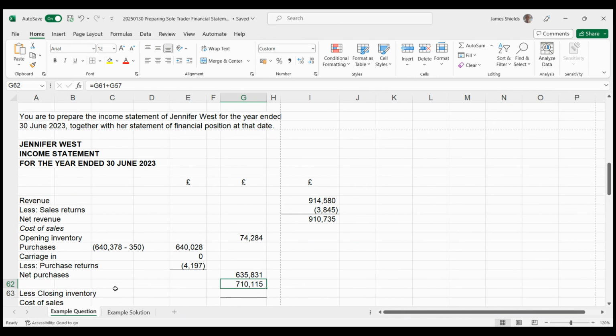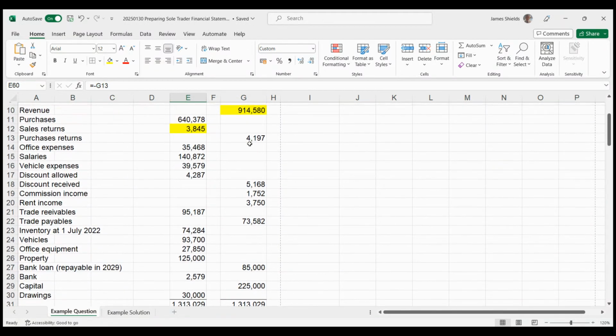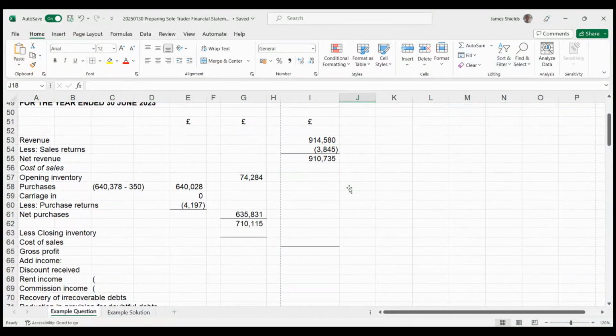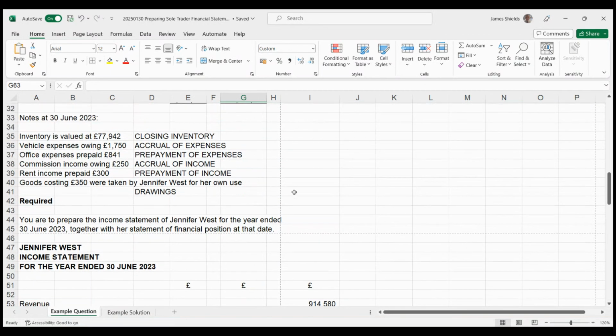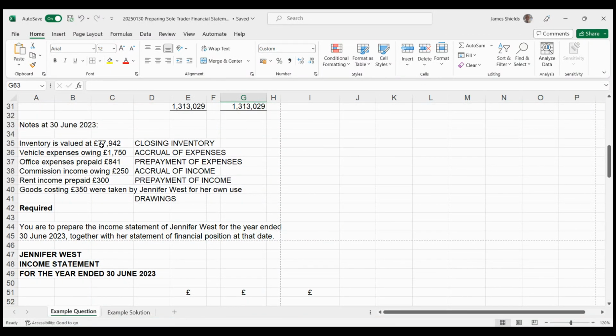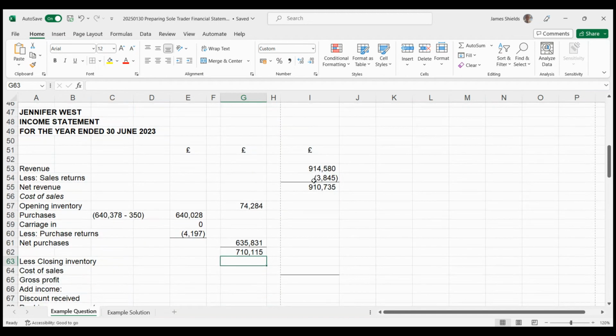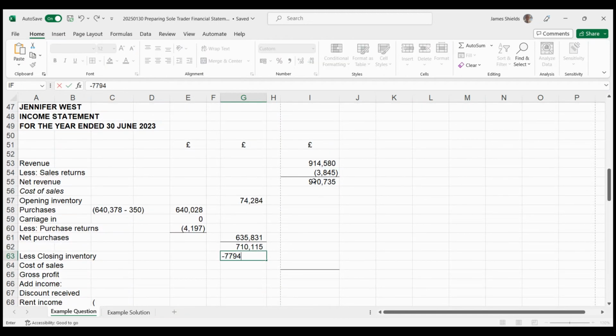Right, now let's close the inventory up. Purchase returns. Did I highlight that? Let's check. No, I did. So let's highlight our purchase returns. Now let's close an inventory. That, if I remember correctly, was in the notes. So closing the inventory is 77,942. So take away 77,942.